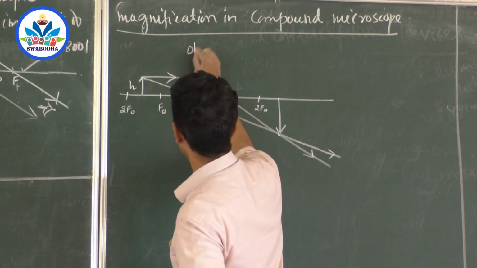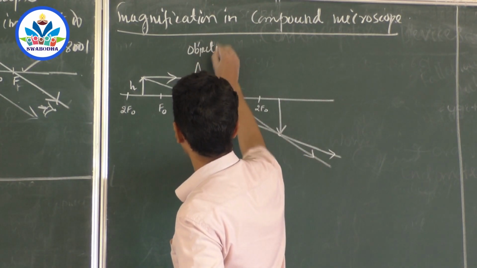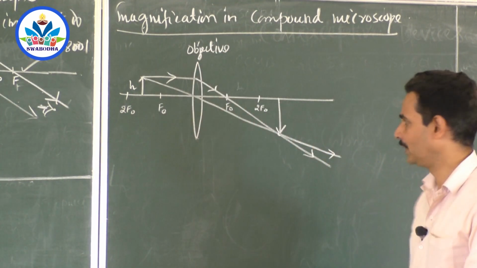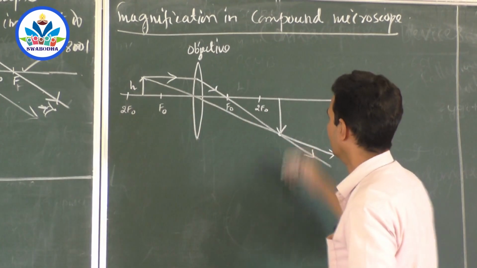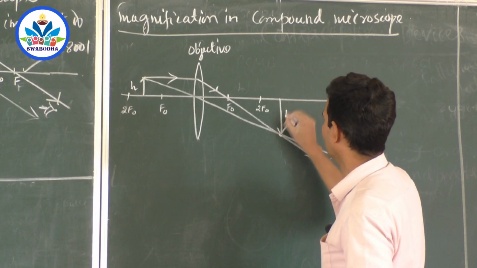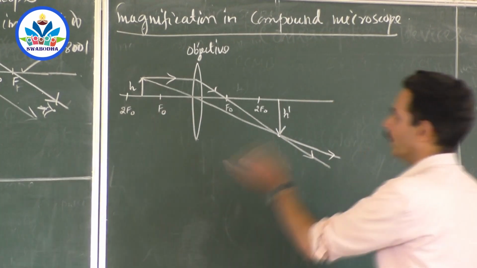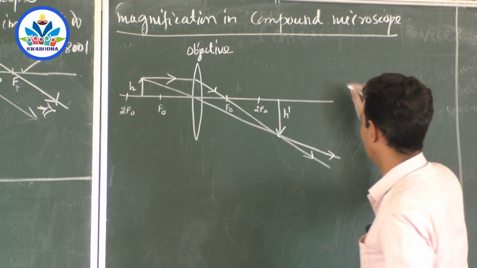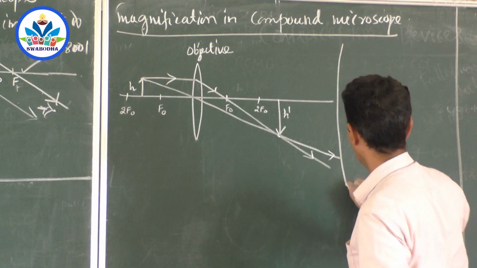So let me write it here. This is the objective. We have to find out the magnification produced by each lens, and then we have to multiply them. I will tell you why you have to multiply. So this is h dash for the objective. Now we have to keep the eyepiece here.